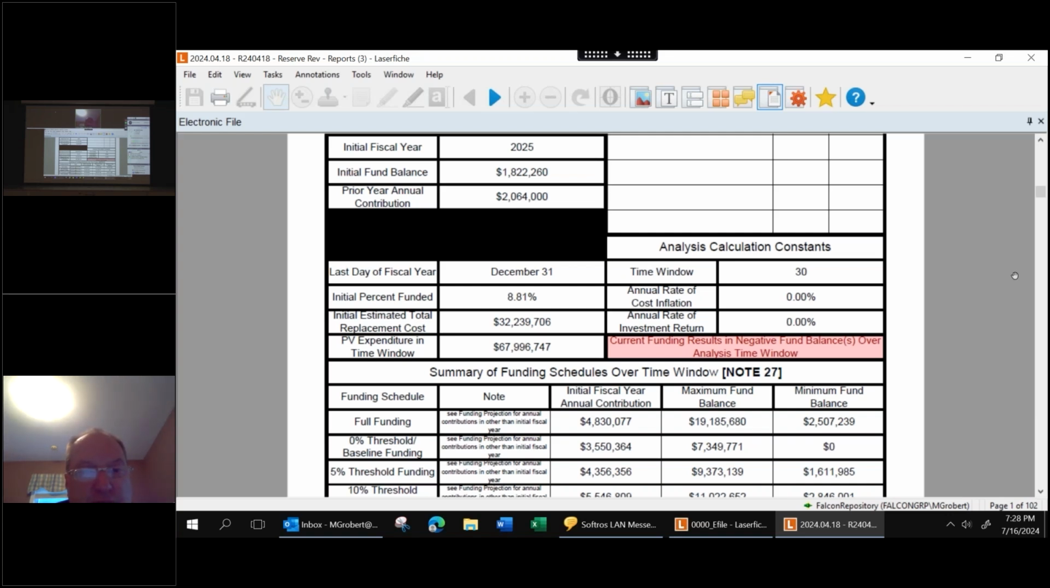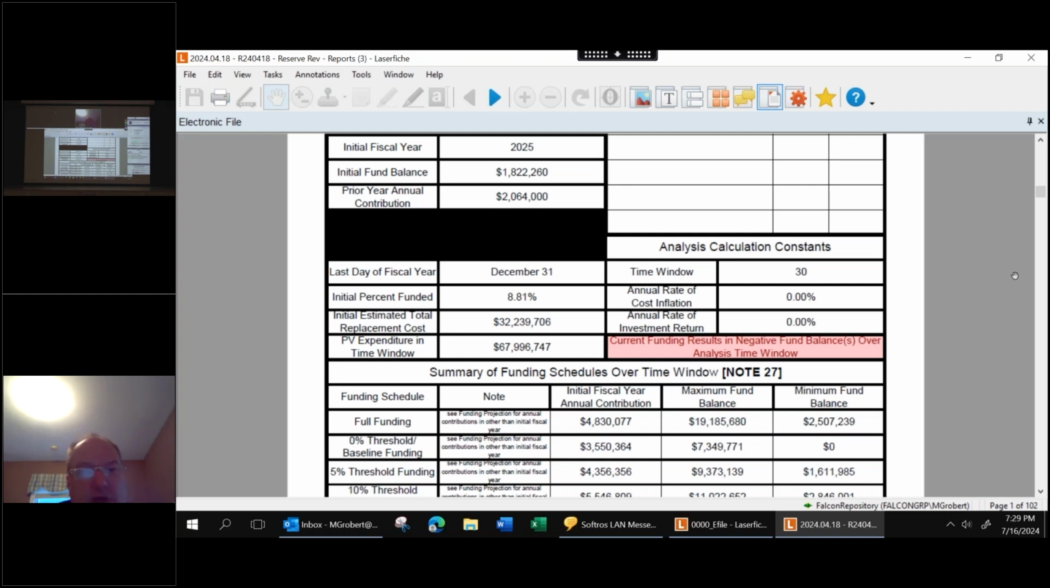So the initial percent funded is about 8%. We're required to provide it. A short explanation is that it is the amount you are funded, the initial fund balance, the 1.8 million, in relation to whether you were full funding your reserve or not, which I'll get into in a second. It's really not important in the big picture, because very few communities do full funding, and I'll explain in a minute why.